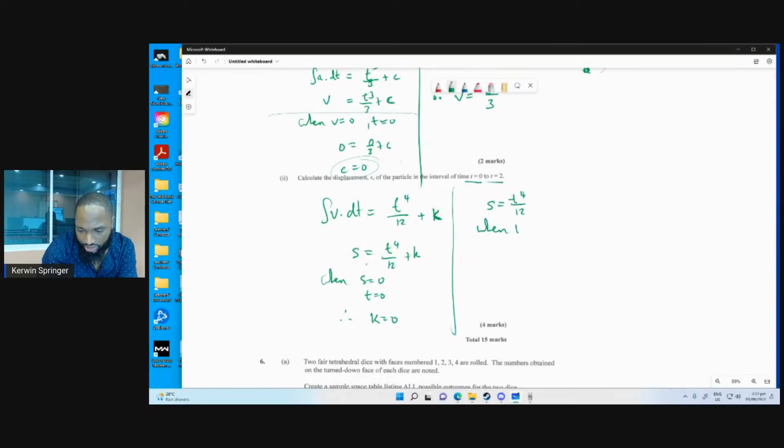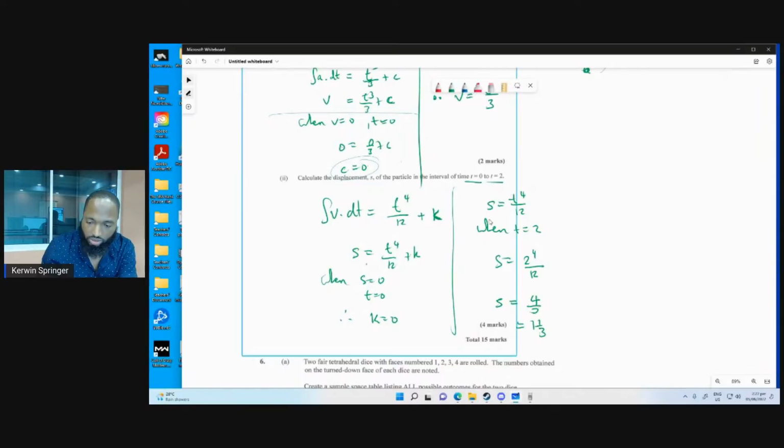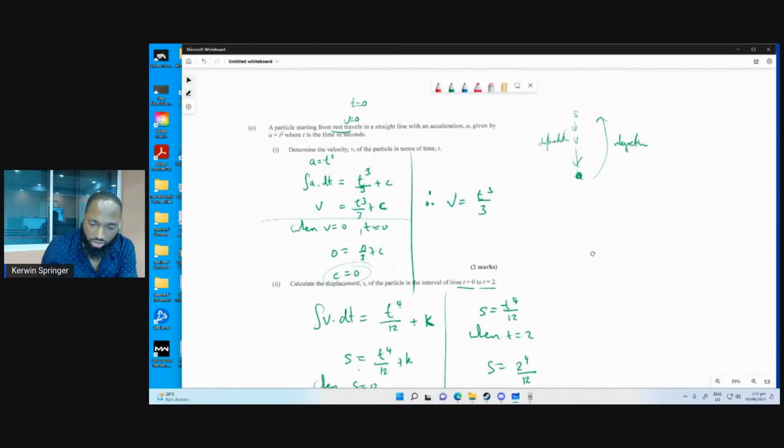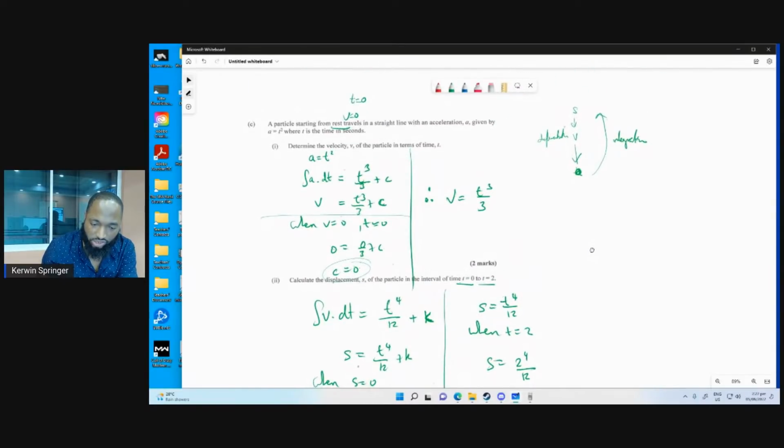And when t is equal to 2, s would be equal to 2 to the power 4 over 12. 2 to the power 4 is 16. 16 over 12 is 4 thirds, 1 and 1/3 units.